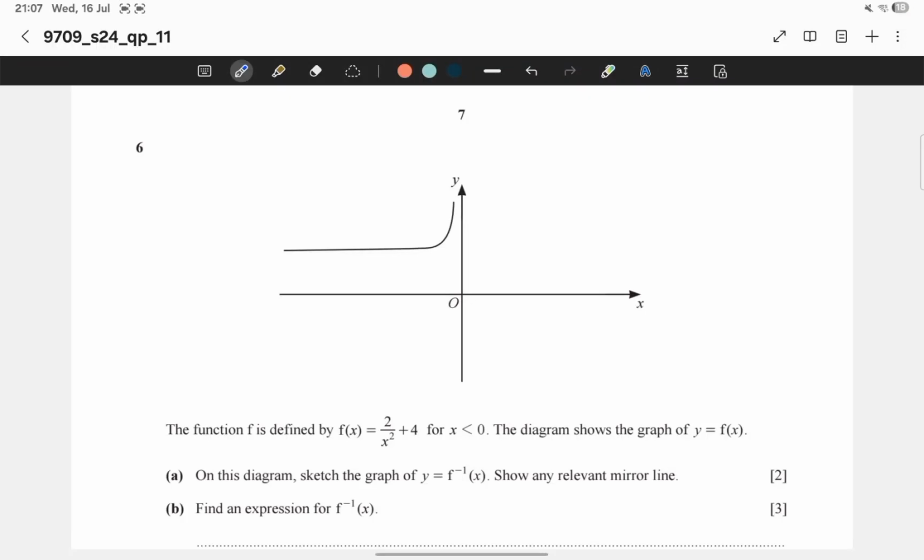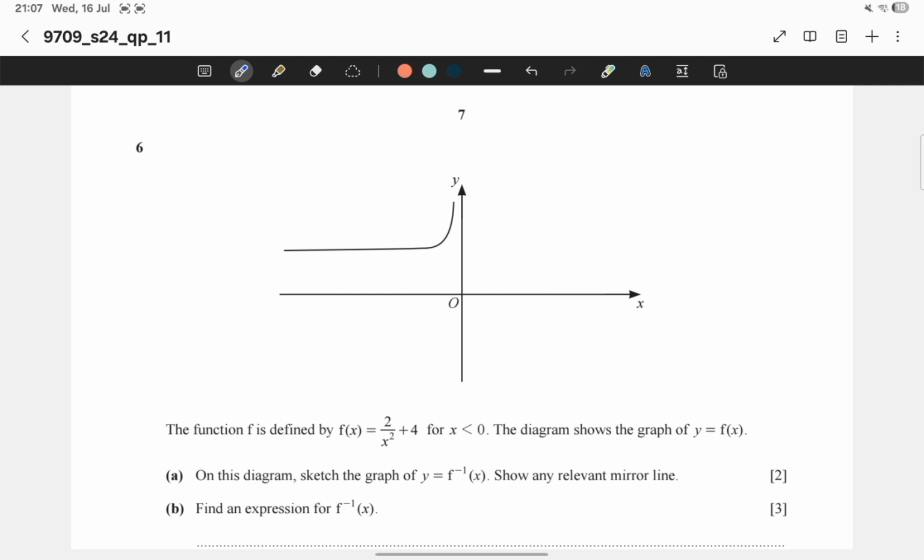So number 6 says the function f is defined by f of x equals 2 over x squared plus 4 for x less than 0. The diagram shows the graph of y equals f of x. And part A says, on this diagram, sketch the graph of y equals the inverse of f of x and show any relevant mirror line, right?